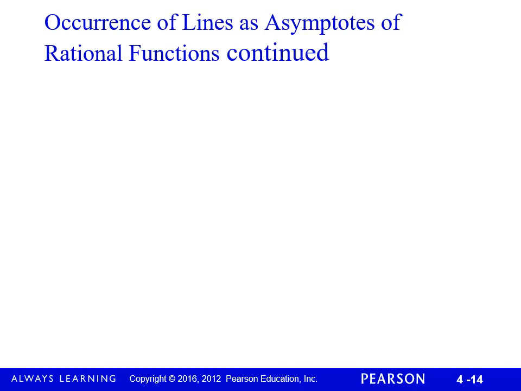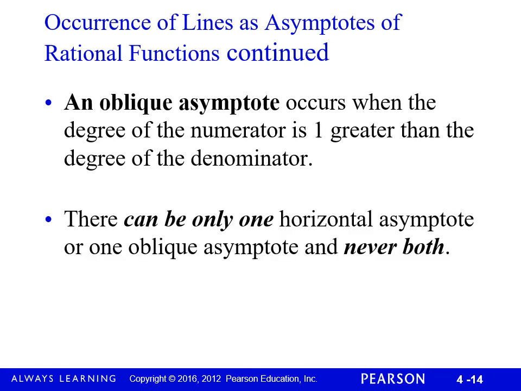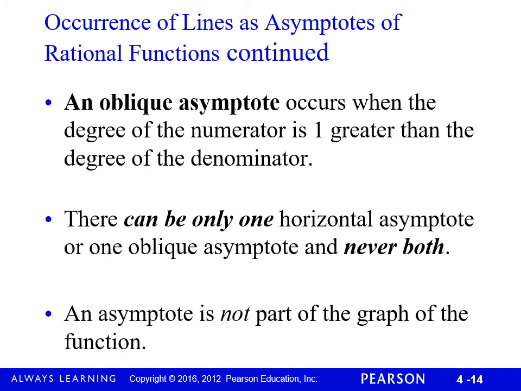Now let's look at some basic rules here. An oblique asymptote occurs when the degree of the numerator is 1 greater than the degree of the denominator. We already talked about that. There can be only one horizontal asymptote or one oblique asymptote and never both, okay? You cannot have both a horizontal and an oblique because remember the way we find the oblique is that the numerator is greater than the denominator, which in and of itself tells us that there is no horizontal asymptote. And so if there is a horizontal asymptote, there cannot be an oblique one as well.